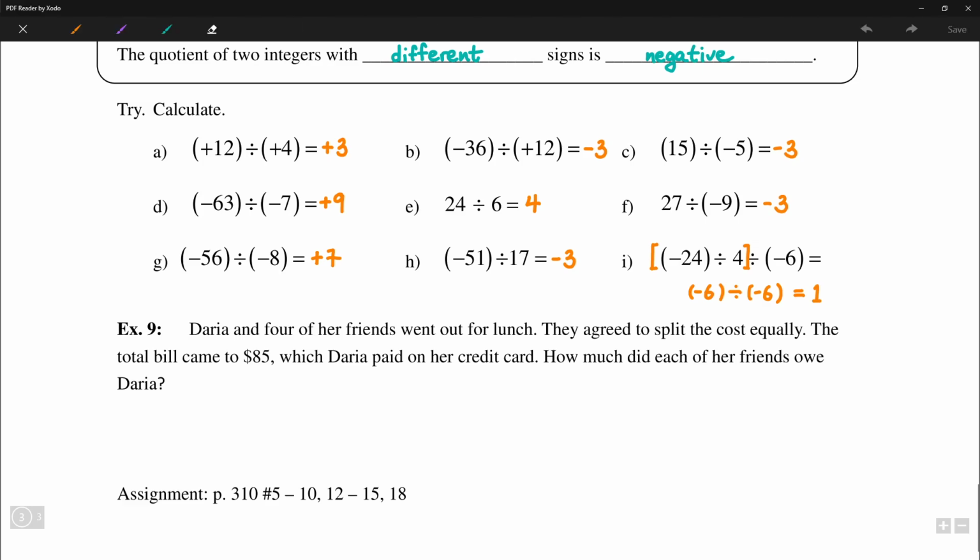Okay, so since it's money being owed, this is negative 85. There are 5 people in total, so we're going to divide by 5. This will give us a result of negative 17. In other words, Daria's friends each owe her $17.